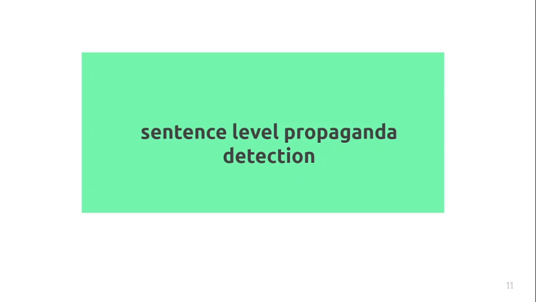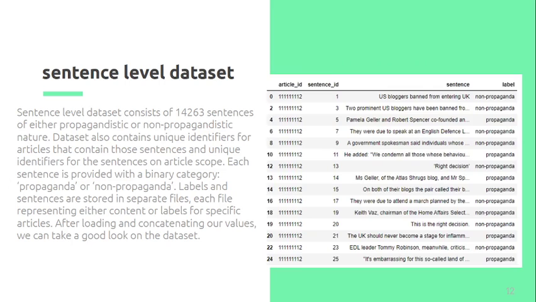The next task we'll get to is the sentence level propaganda detection. So let's take a look at our dataset. It consists of 14,263 sentences.